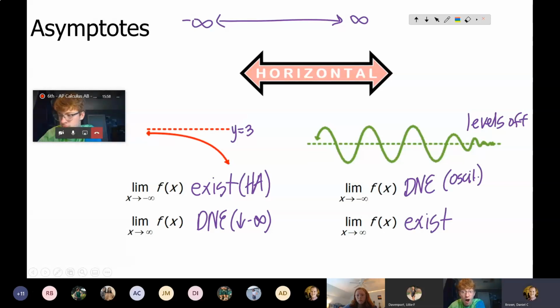A function will never cross a vertical asymptote. That deals with the domain restriction. But a function can cross a horizontal asymptote, because horizontal asymptotes really just talk about the end behavior of a function. So a horizontal asymptote couldn't care less about what's happening on the function except at the very, very extremes, at positive and negative infinity. So like in this green one, that dotted green line would be considered an asymptote, but it's really only affecting the positive side as you go towards positive infinity.